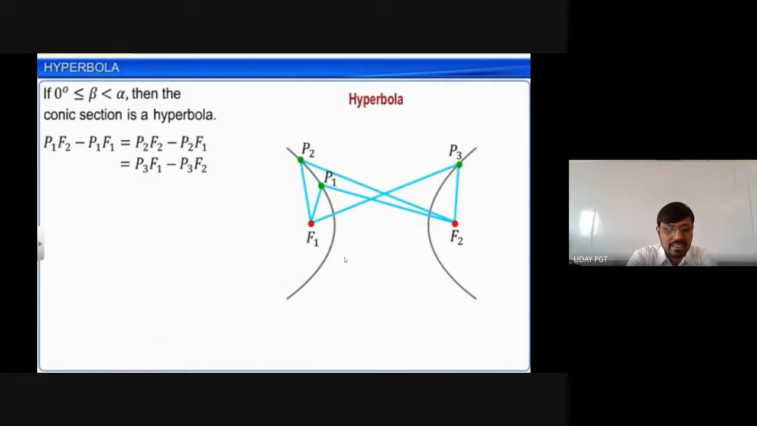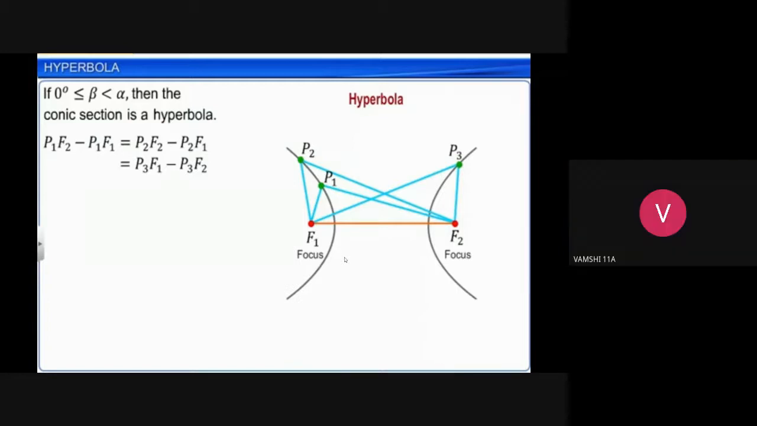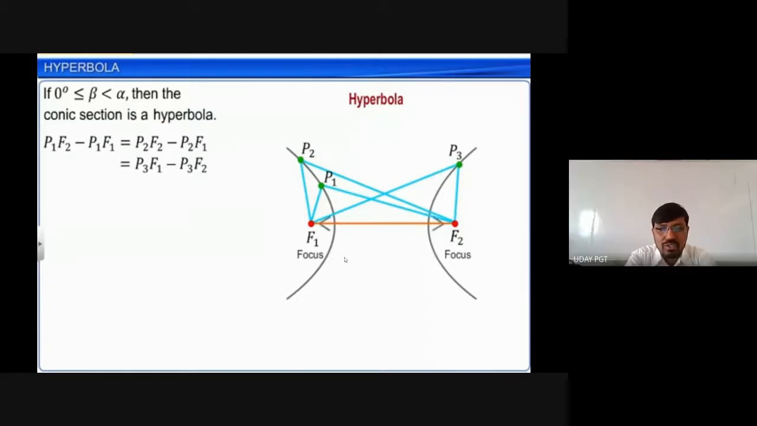For example, take P1, with F1 and F2 as two fixed points. The difference is P1F2 minus P1F1. For a P2 point, P2F2 minus P2F1, and for a P3 point on that side, P3F1 minus P3F2. All are equal. In this case F1 and F2 are called the focus, and the plural of focus is foci. Very good.